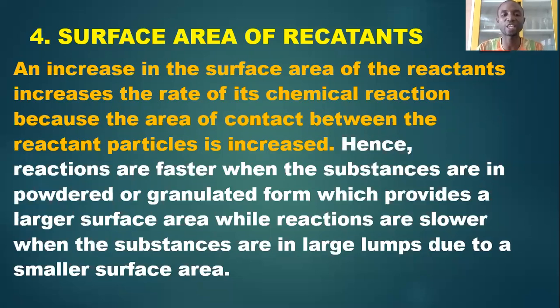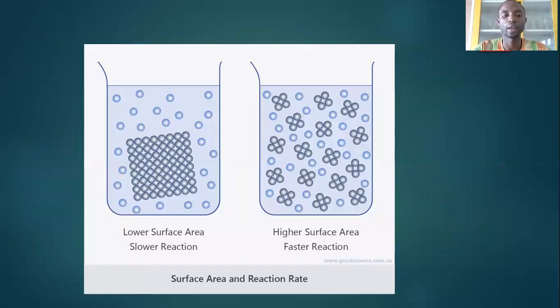So when there is a larger surface area, the reaction will be faster. Powdered or granulated substance reacts faster than a lump that has smaller surface area. So surface area of reactant affects the rate of chemical reaction. When you have a lower surface area, you will have a lower reaction rate. With higher surface area, ground or granulated, the reaction will be faster in breaking of bonds and the formation of new products. So that is it in terms of surface area of the reactant.